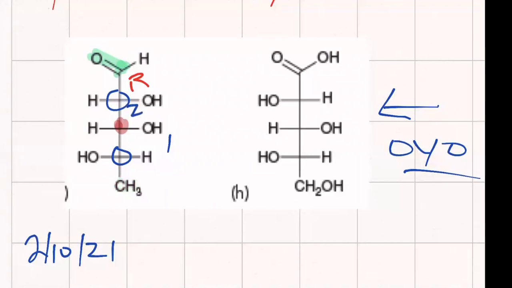I can't see the writing. Right, and then by default, what is 3? The other carbon. Yes. So this down here is going to be 3.